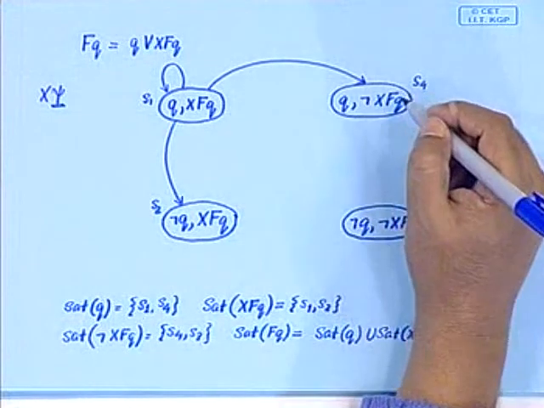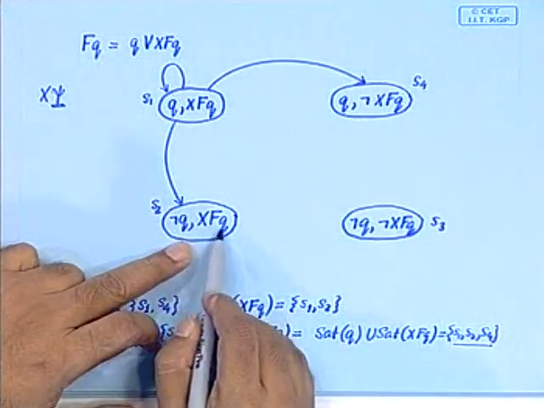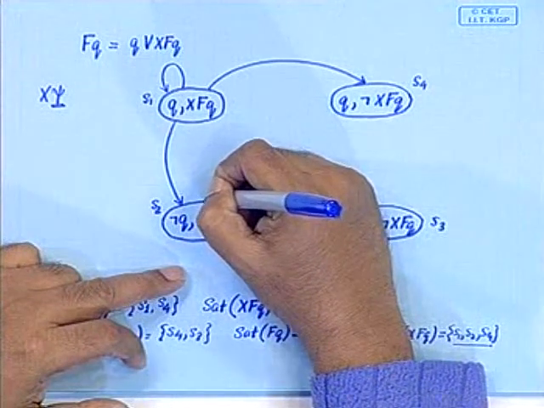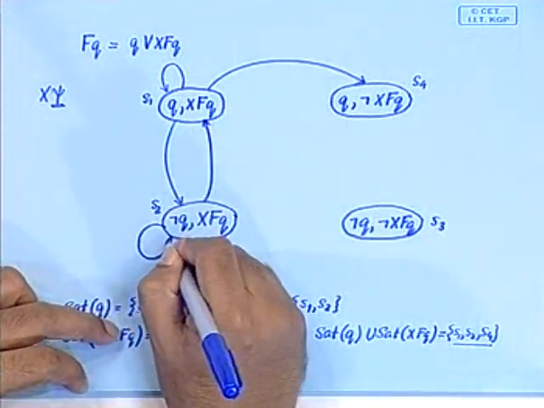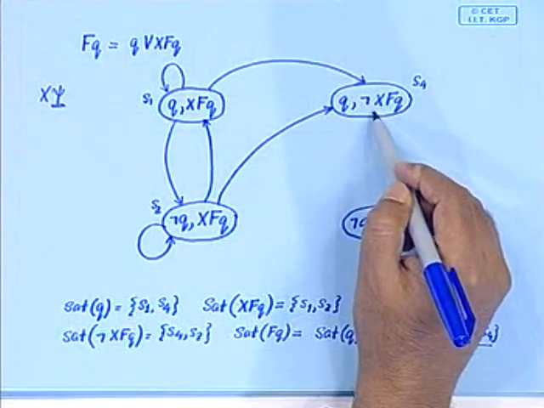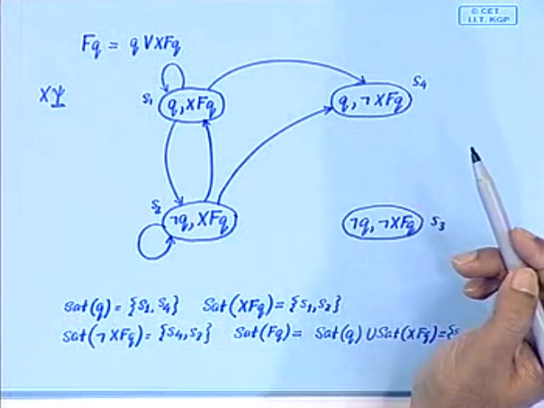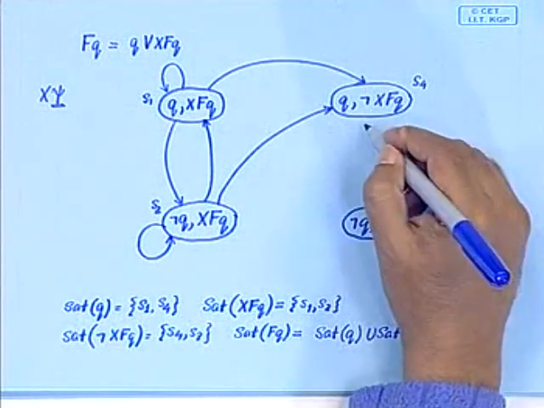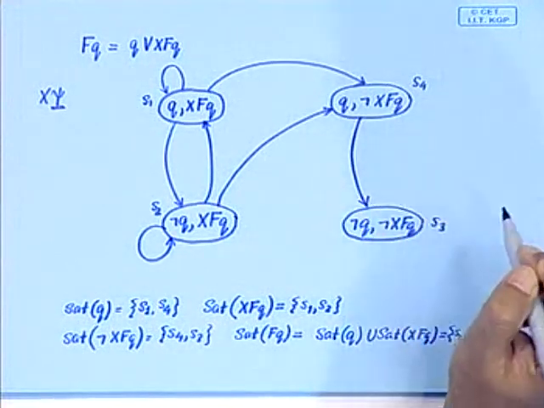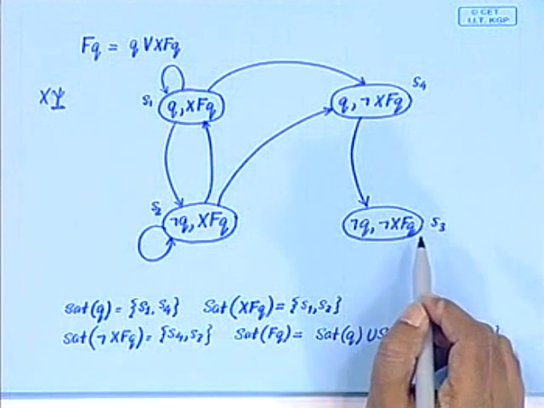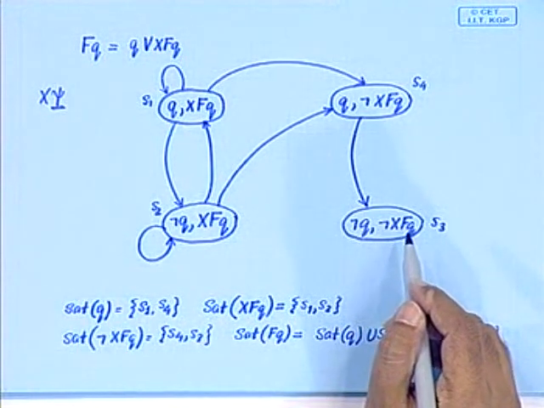All right. Similarly, look at this one. This is XFQ. So which are the states in sat of FQ? S1, S2, S4. So we need to put edges to S1, S2, S4. Okay. Look at this one. This is X of not FQ. So which are the states in sat of not FQ? S3. Okay, so from here we must have an edge to this. This one is X of not FQ, which is the state which belongs to sat of not FQ, S3.